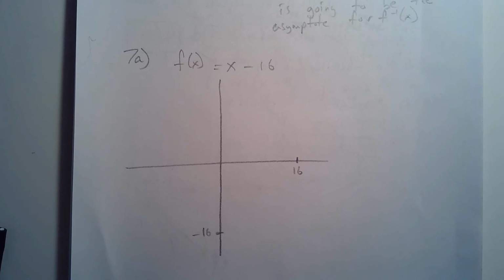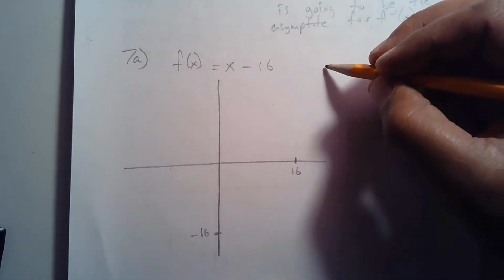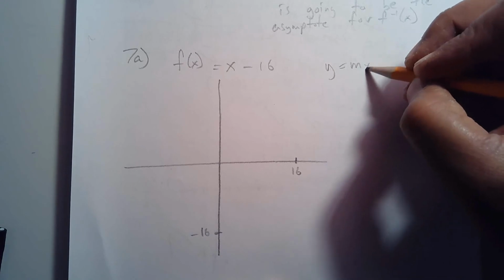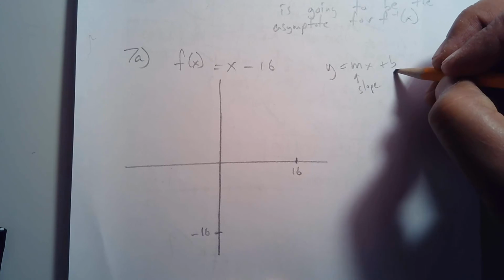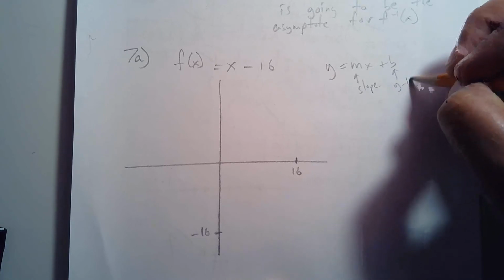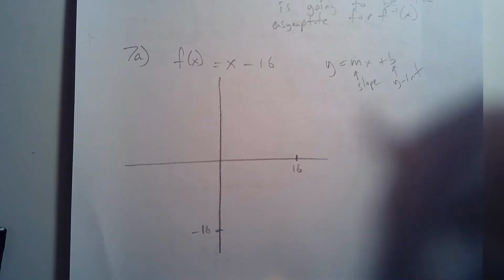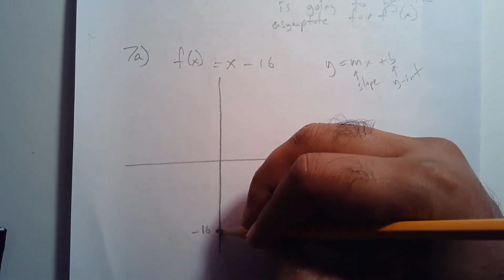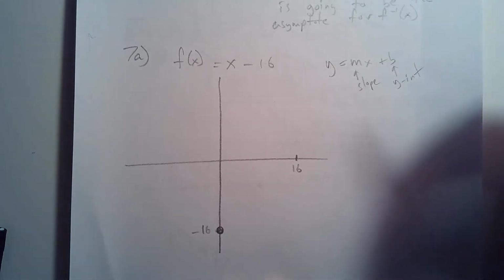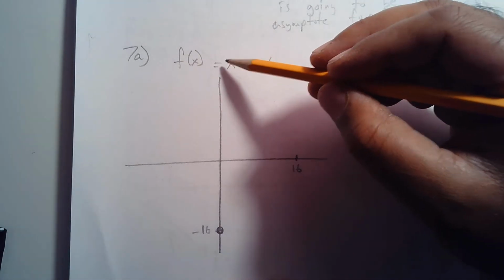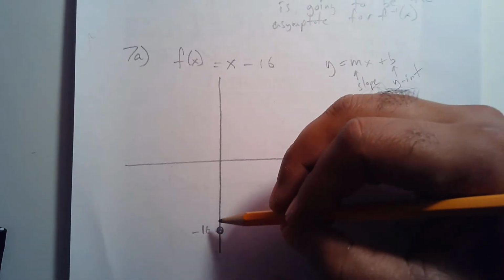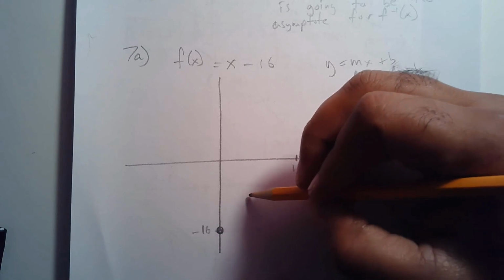So this time we want to graph both the regular function and the reciprocal function. So remember, this is linear. This is again y equals mx plus b, where m is your slope and b is your y-intercept. Here your y-intercept is negative 16. There's nothing in front of the x, which means the slope is 1. So that means you go up 1 across 1, up 1 across 1.